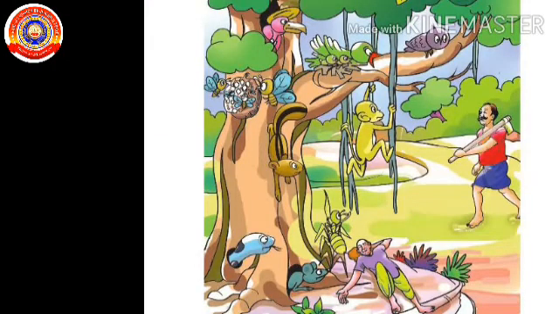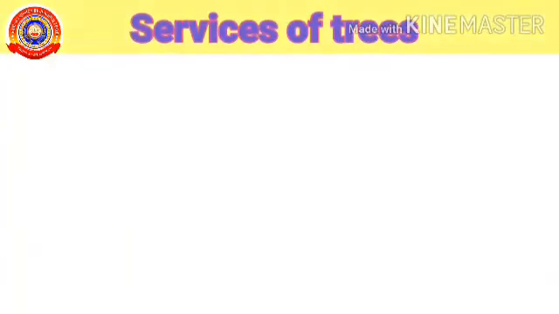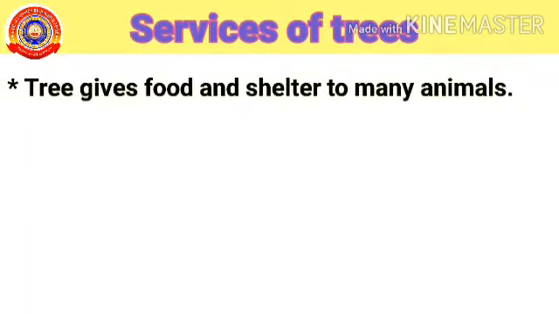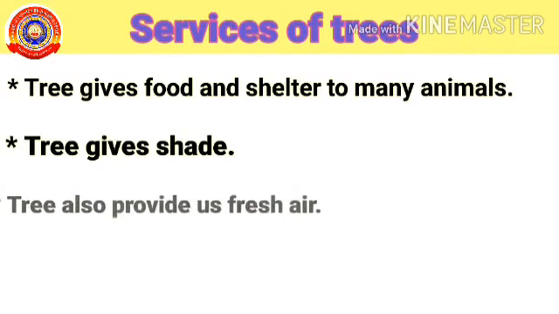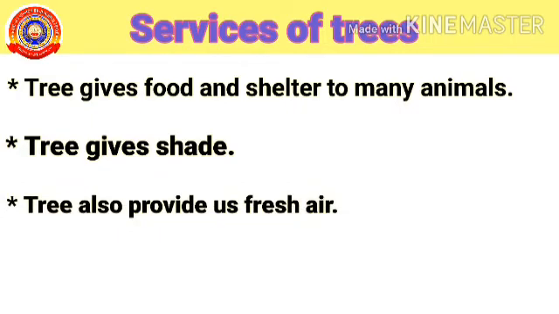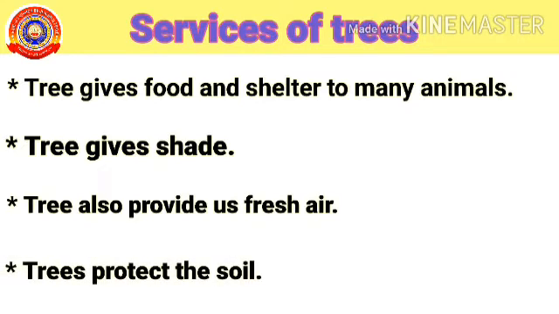If it is cut down, all living beings that depend upon this tree are destroyed. This will cause damage to our biodiversity. So, we can conclude the services of trees are: first one, trees give food and shelter to many animals. Second one, trees give shade. Third one, trees also provide us fresh air. The roots of the tree are useful in holding the soil particles together without allowing them to flow away with the water. So trees protect the soil.